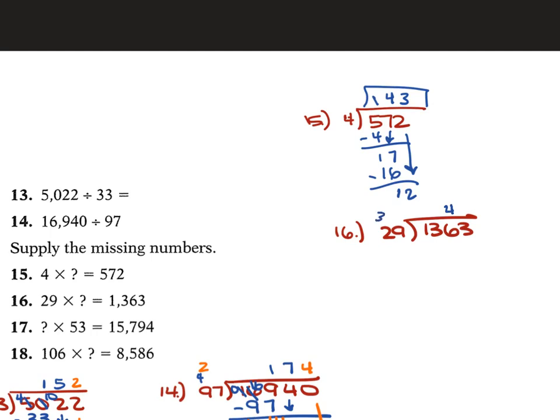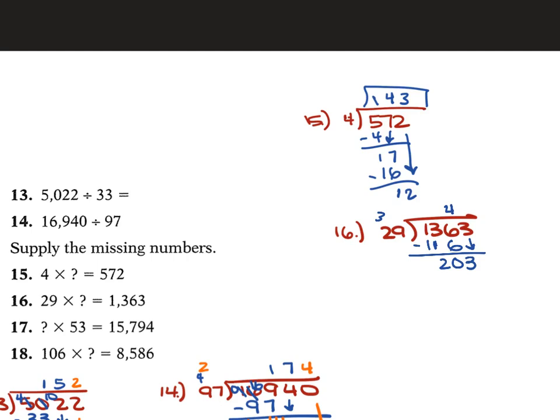4 times 9 is 36. 4 times 2 is 8 plus 3 is 11. So I am going to subtract these. The 6 minus 6 is 0. 3 minus 1 is 2. 1 minus 1 is 0. I bring down that 3.